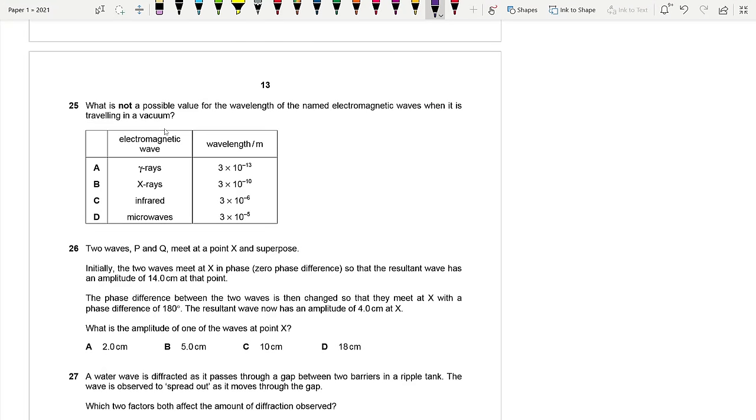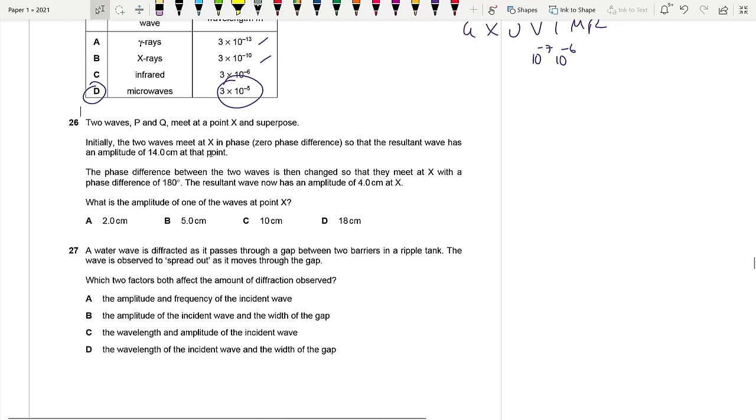Gamma rays, 10 to the power minus 13. That fits the criteria. X-rays, 10 to the power minus 10. That's also fine. Infrared. So it's G, X, UV, I, M, R. These two check out. Visible is at 10 to the power minus 7. So infrared should be at 10 to the power minus 6 to minus 5. Microwaves are at 10 to the power minus 3 or 10 to the power minus 2. So this is too short for microwaves. This actually falls in the infrared spectrum. So 25 D is wrong, okay?